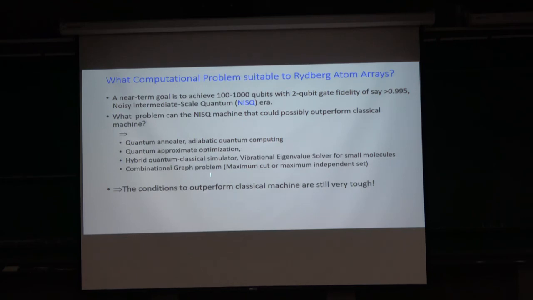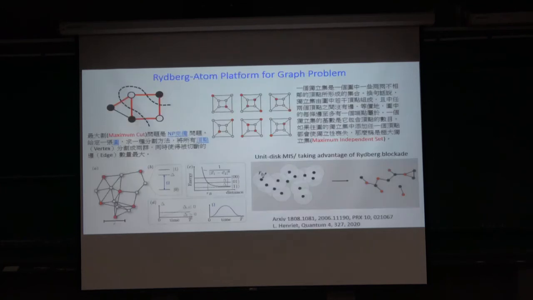However, I want to emphasize, even at this regime to outperform classical machines, they are still very, very tough. You still need a qubit number of maybe 1,000 or 5,000, that kind of order. The fidelity may be at least 3.9. And for Rydberg atoms, people identify this problem as quite suitable for this kind of platform, which is called maximum cut or maximum independent set.